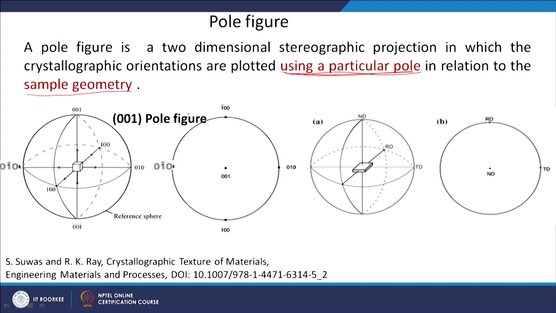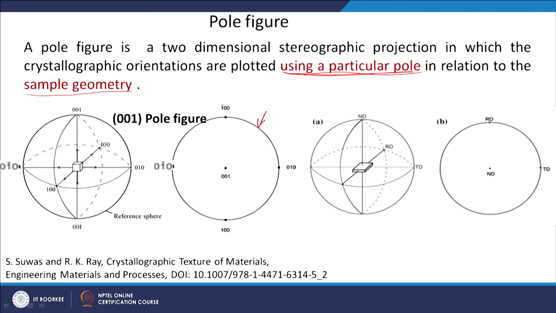So when I say it is 001 pole figure, I am only interested in the 001 poles. So if you compare with the stereographic projection, this particular one, you will see that there are no other poles plotted here, only the 001s are plotted. So that is why I am calling this a 001 pole figure. Now right now I have not mentioned any sample geometry here, but when I am going to plot the pole figure, the geometry will be something like this.